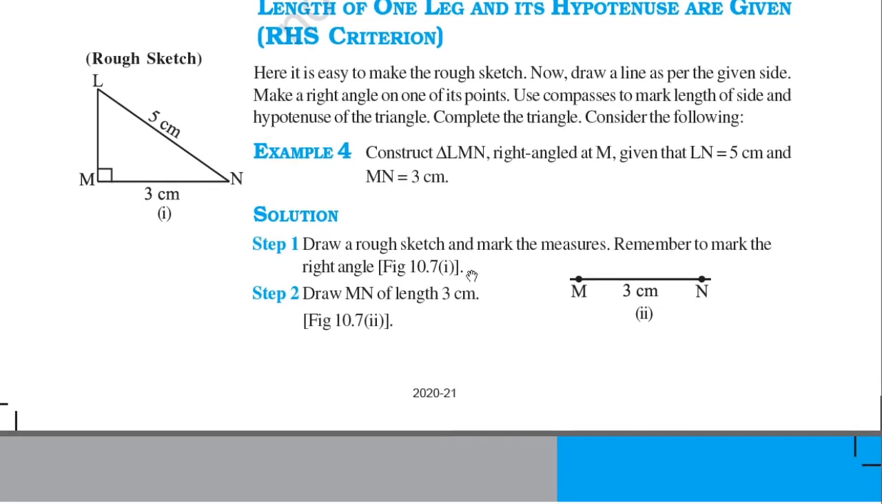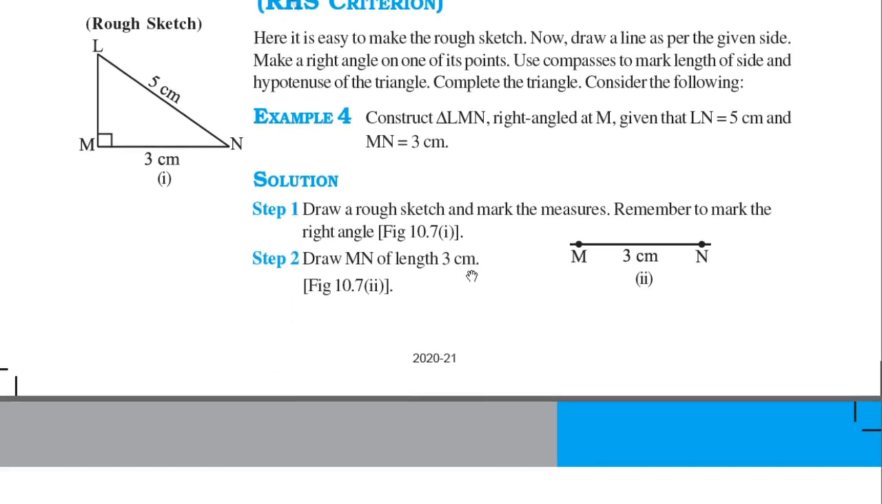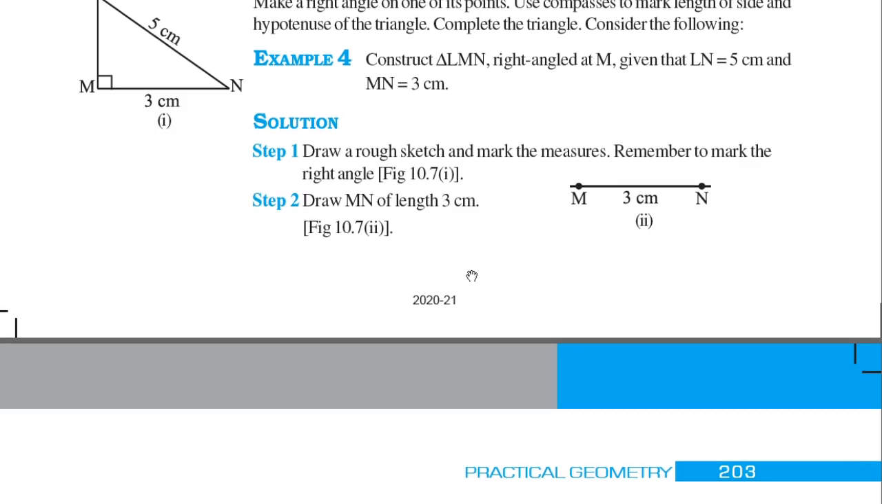Consider the following. Example number 4. Construct triangle LMN, right angled at M, given that LN is equal to 5 cm and MN is equal to 3 cm. So you can see the rough sketch. Solution: draw a rough sketch and mark the measures. Remember to mark the right angle. So it is marked.